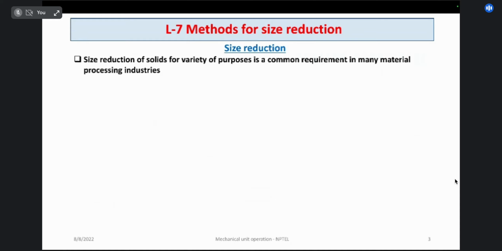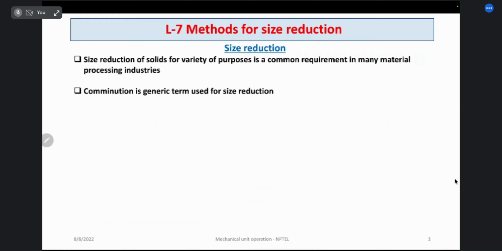So that's why size reduction comes into the picture. Size reduction is used to reduce the size of solid particles according to the requirements in the industries, or according to the applications in the industries. So that's why size reduction is needed.